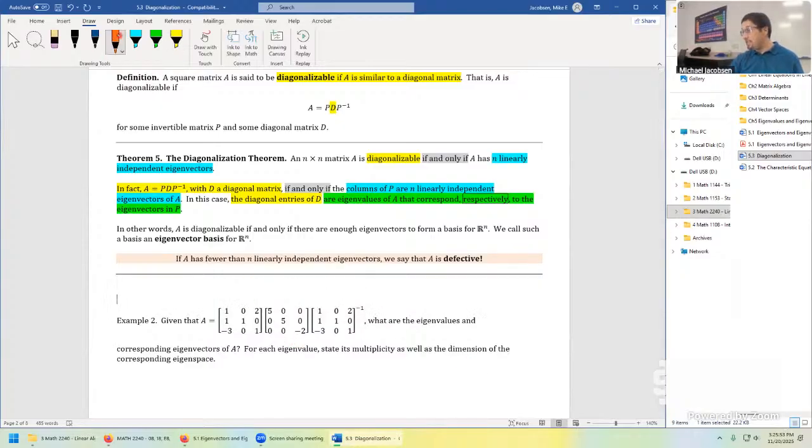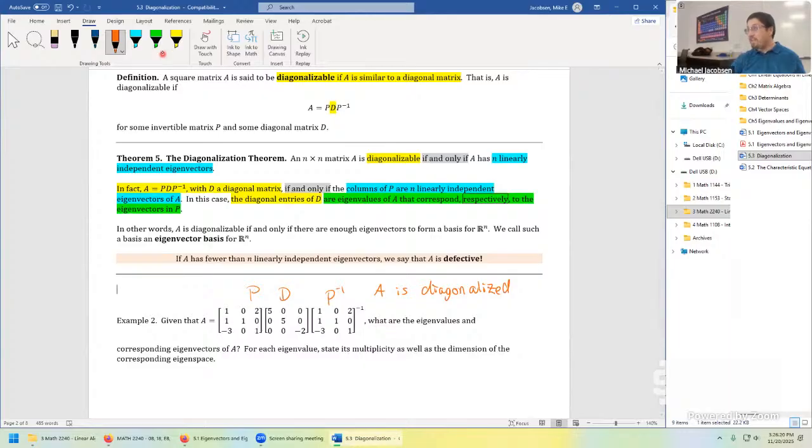So this part right here tells us this is a P, D, P inverse. A is, let's say, diagonalized. It's not only diagonalizable, this whole factoring is the diagonalization. So A is diagonalized in that kind of way.